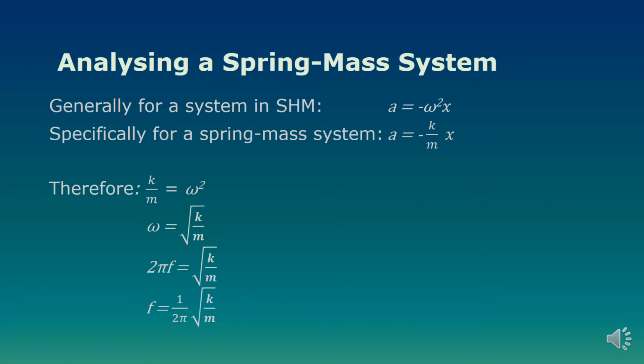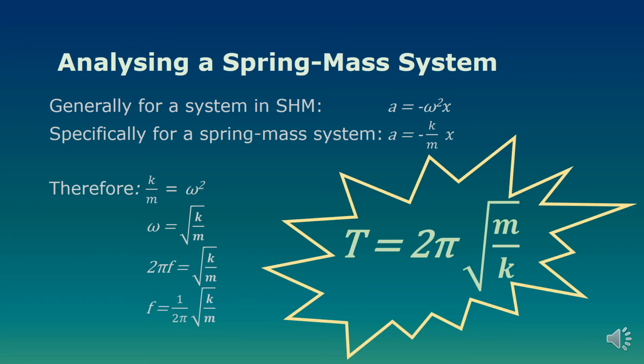Bit of rearrangement, and then from there, remembering that time period is 1 over frequency, so essentially just flipping the whole equation upside down, if you like, gives you that the time period of a spring mass system is determined by this equation here, which is T equals 2 pi root m over k, so mass over the spring constant. And that's quite a fundamental equation. It's one you're going to get a little bit of practice with. We'll go through a worked example in a moment.